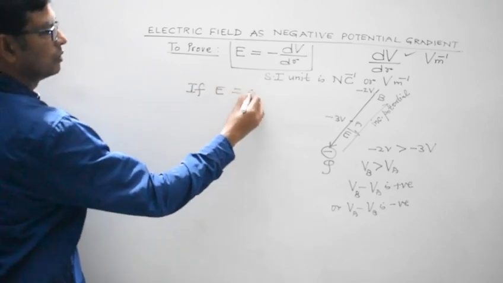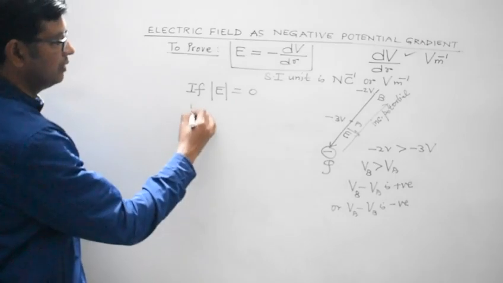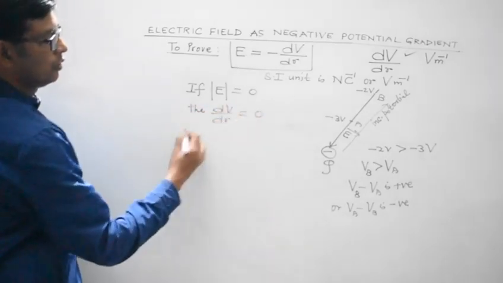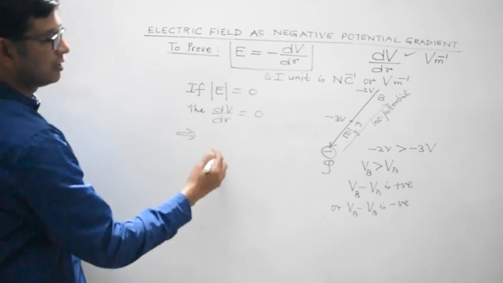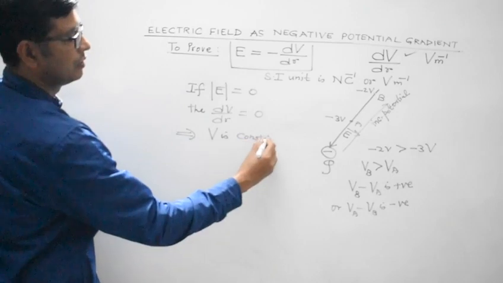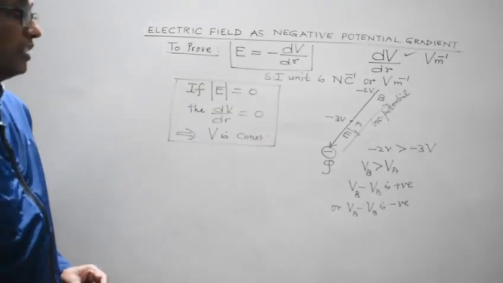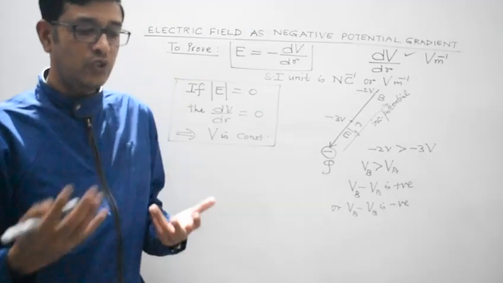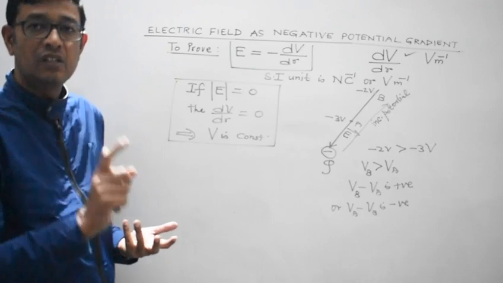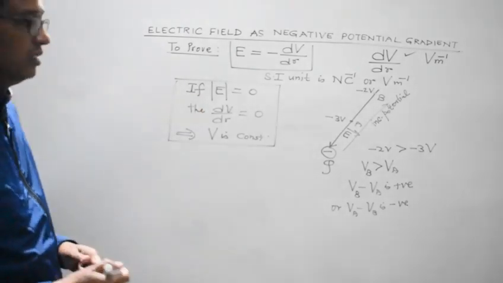Because if E is 0 in any region, suppose net electric field is 0, then dV by dr is 0. Differentiation of a constant is 0, right? Therefore, V is constant. So this is again a very, very important result. So in a region where the electric field is 0, the value of potential in that region must be constant. I'll give a simple illustration over here.